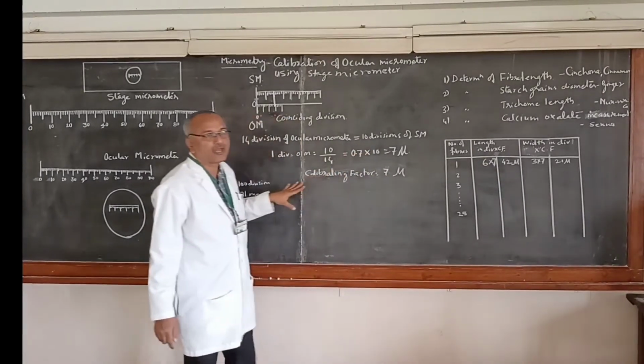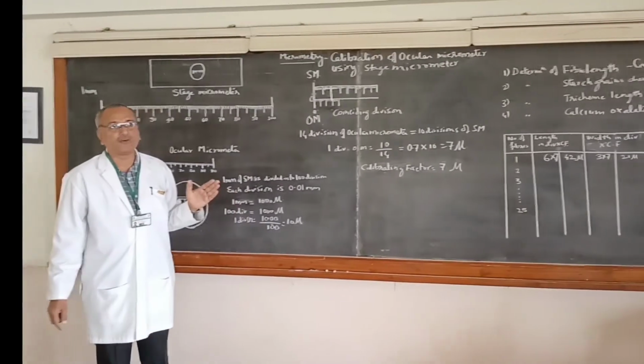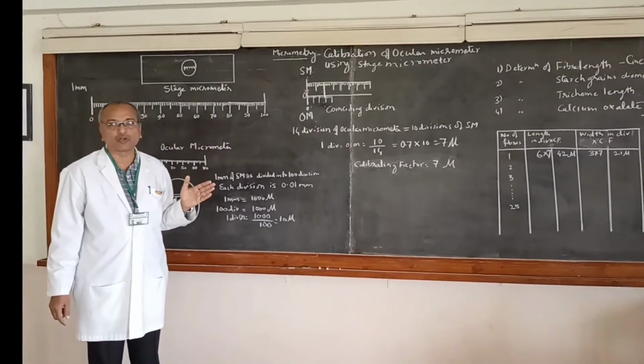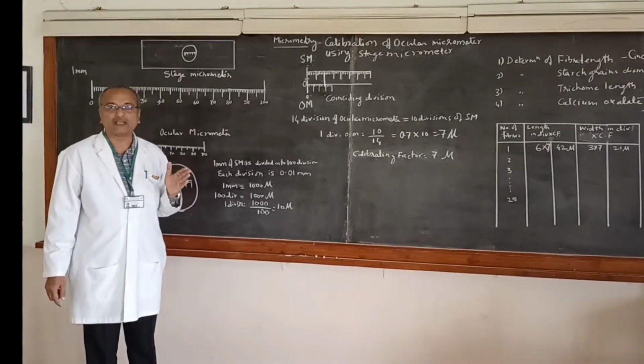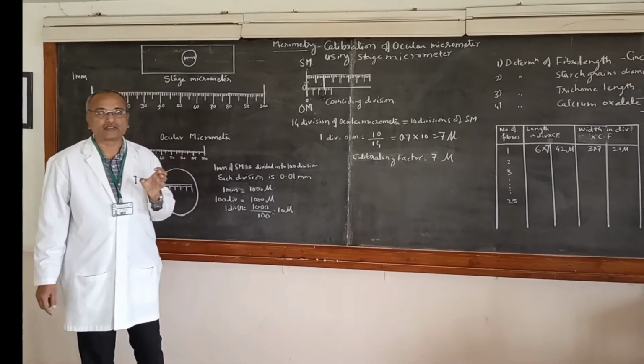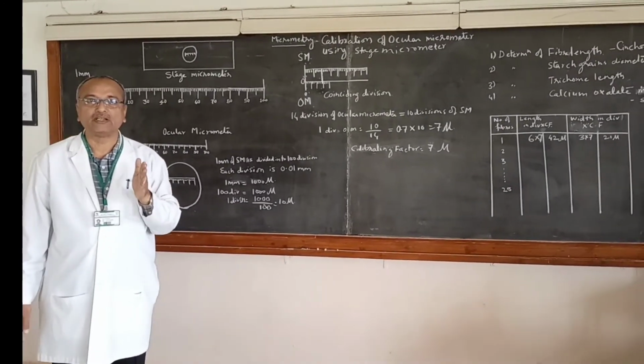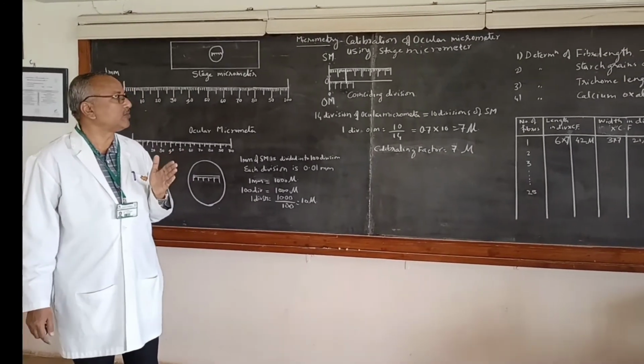So these units we use for measuring fiber length, starch grains, trichome length, as well as calcium oxalate crystals, or any other cellular contents. Those things can be measured using this ocular micrometer itself.